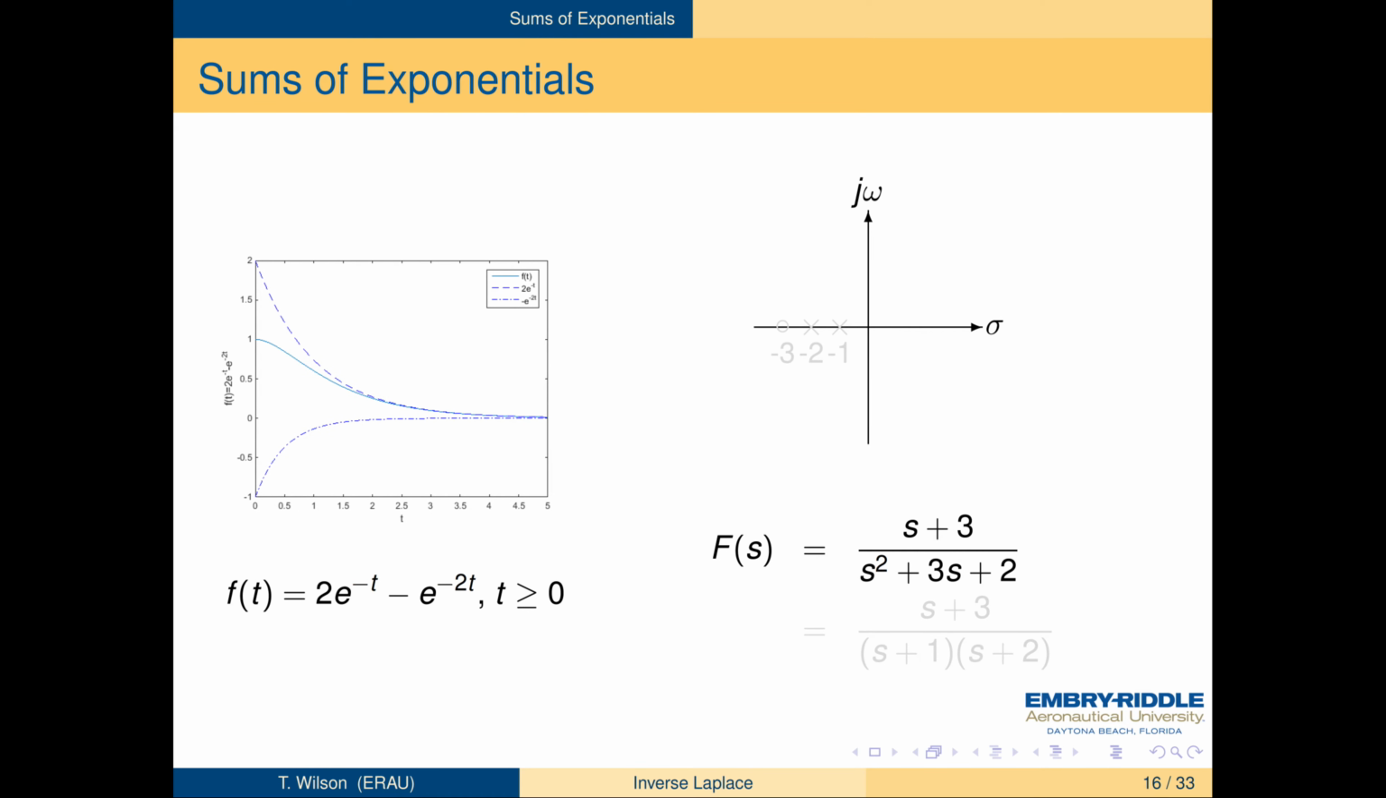The pole zero diagram for this waveform's Laplace transform shows the two poles at s equals minus 1 and s equals minus 2, as well as the zero at s equals 3. The numerator has a lower order than the denominator. Let's see if that holds up for a sum of a larger number of exponentials.